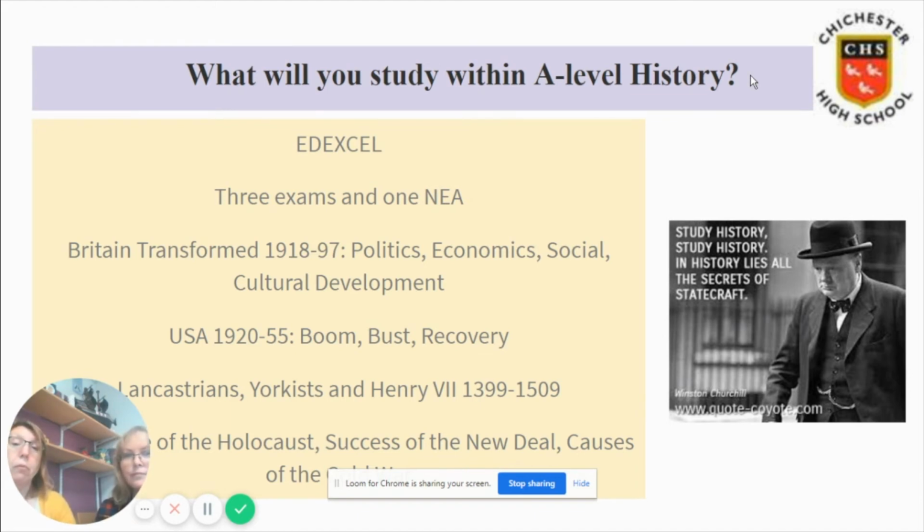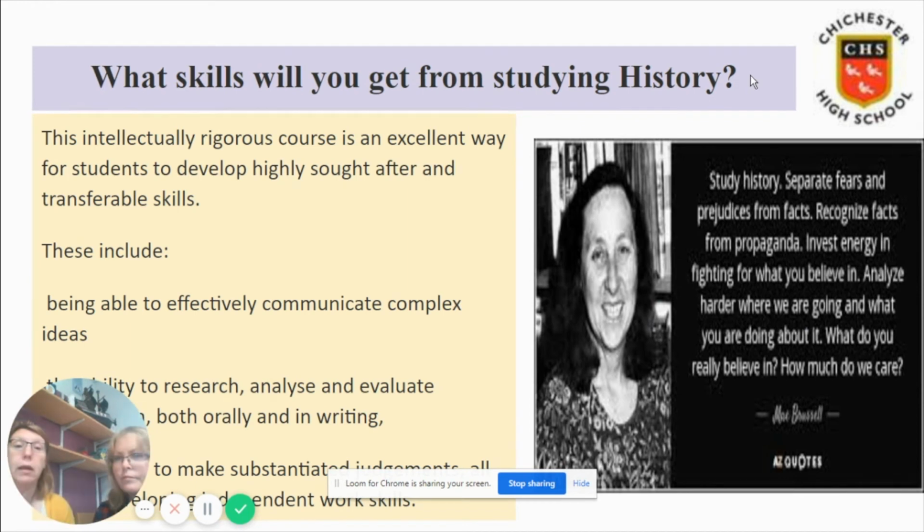So the reasons why you should be studying history: it's a really good subject to study. It has lots of transferable skills. It teaches you how to analyse and evaluate, both orally and in your writing. It teaches you how to make judgments, and it puts you in really good stead for any university courses.